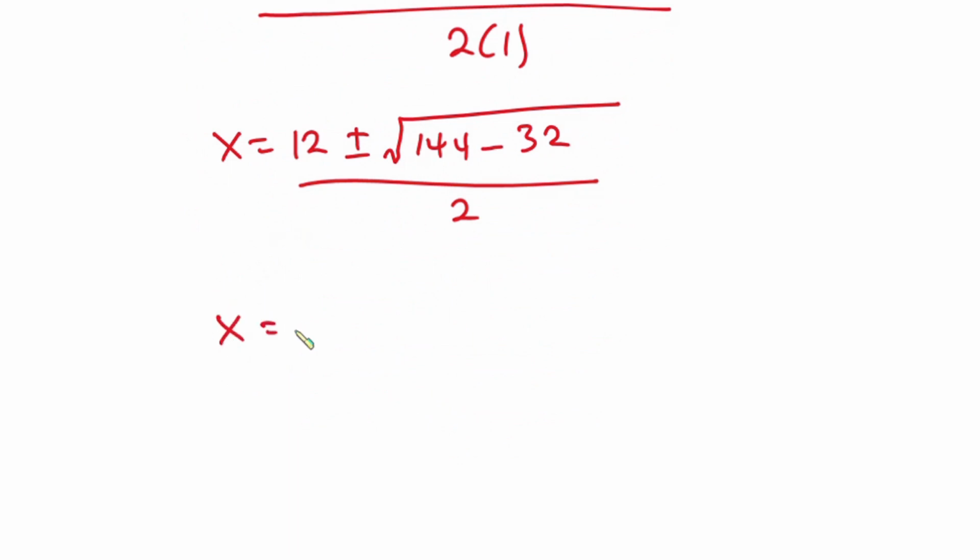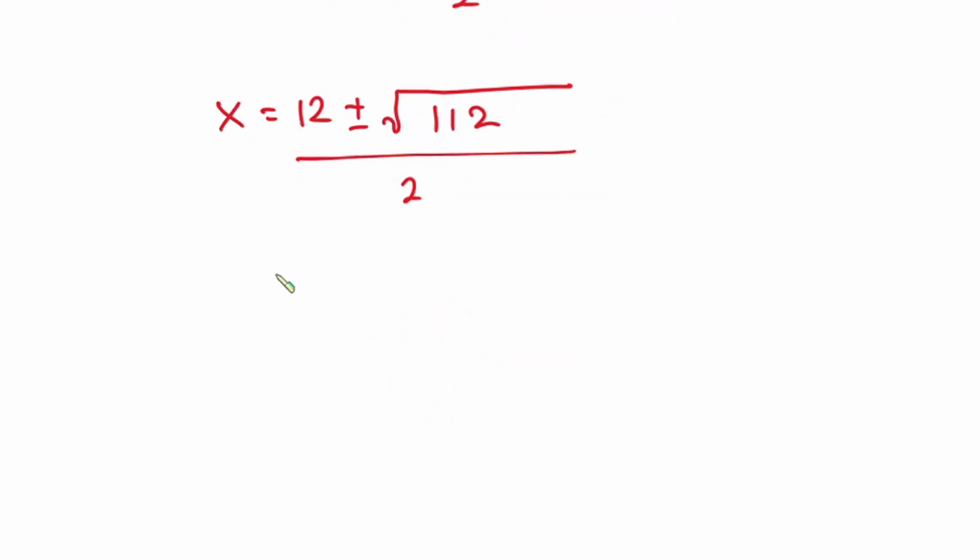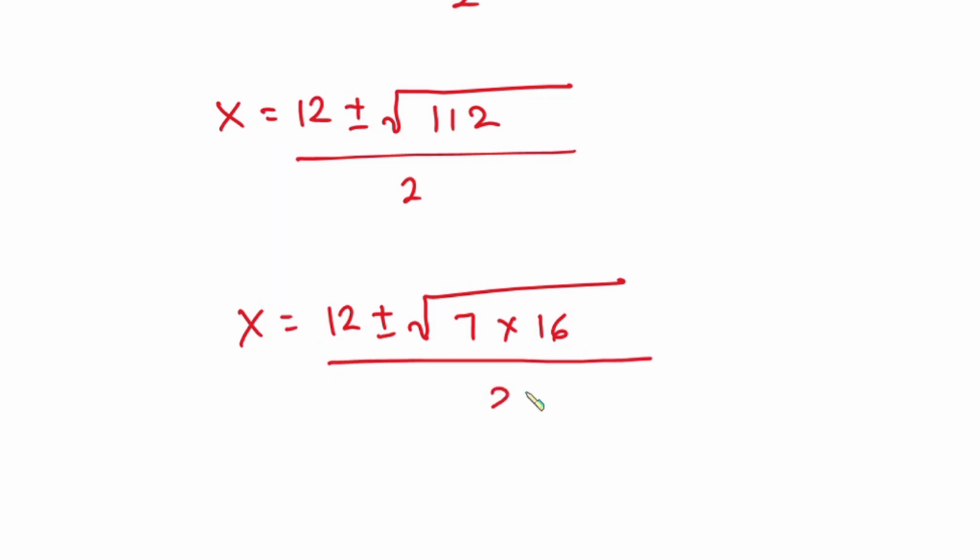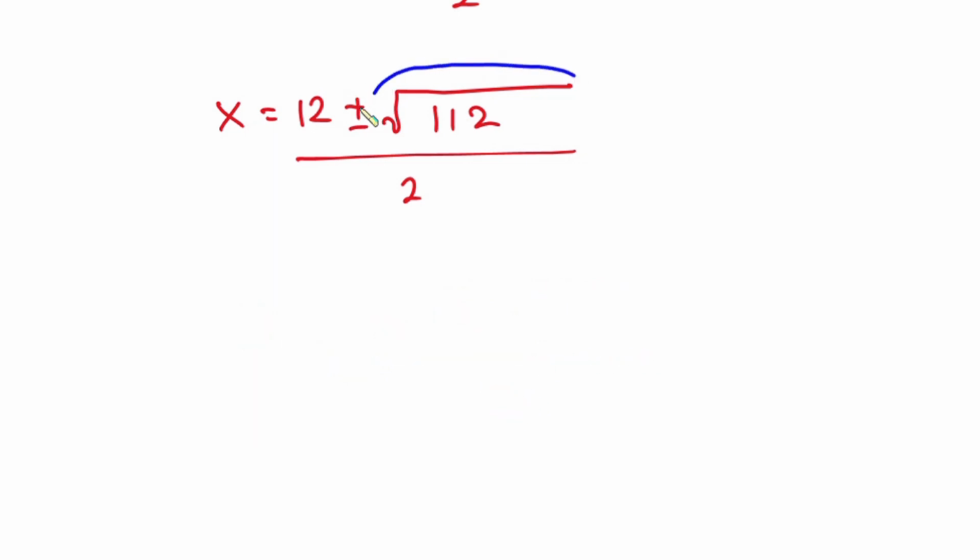Great. Now let's simplify this. We have x is equal to 12 plus or minus square root of 144 minus 32 is 112, all divided by 2. Great. Now let's break this down. We have x is equal to 12 plus or minus square root of 112, which could be written as 7 times 16, then all divided by 2. Now let's focus on this square root of 112.